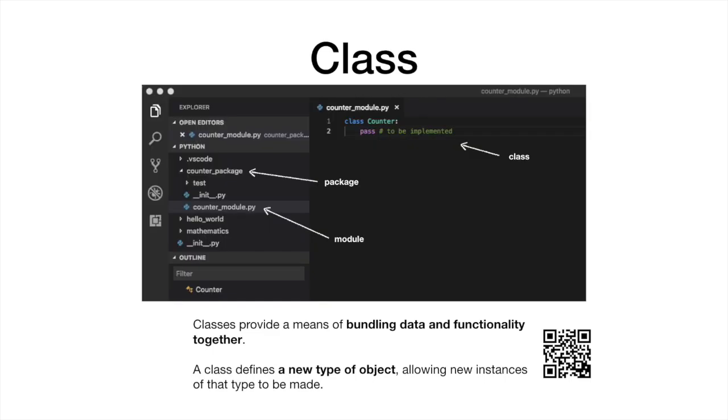This simple idea, effectively a rhetorical machine, makes it possible to hide complex behavior in classes and make code readable and reusable. A class defines a new type of object, allowing new instances of that type to be made. It is essential to grasp the difference between the class, which defines a common structure, and the instances of such class, which represent specific objects belonging to the class. Let's now create a package counter package, a module counter module, and an empty counter class in it.